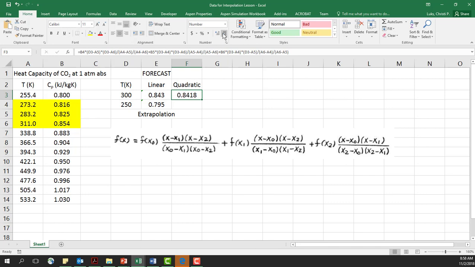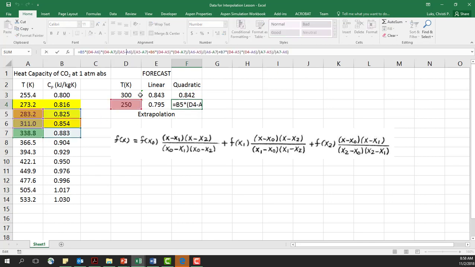I got something that was near there. Usually if you make a typo, it's a doozy of a typo, and you'll get some number that makes no sense. Okay, and I want to do this again for 250. Again, this will be extrapolation. I'm going to copy and paste this. Now this is going to be bizarrely wrong because I'm using numbers down here, and I need to be using the three that are closest.